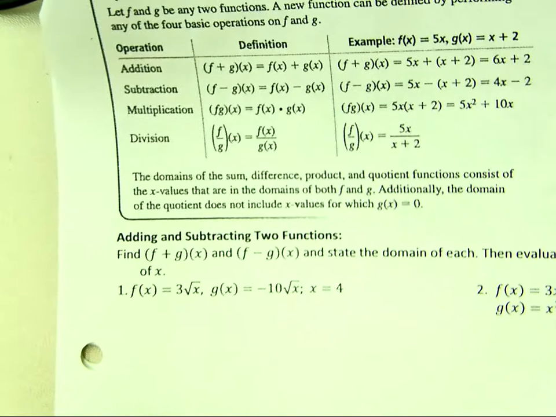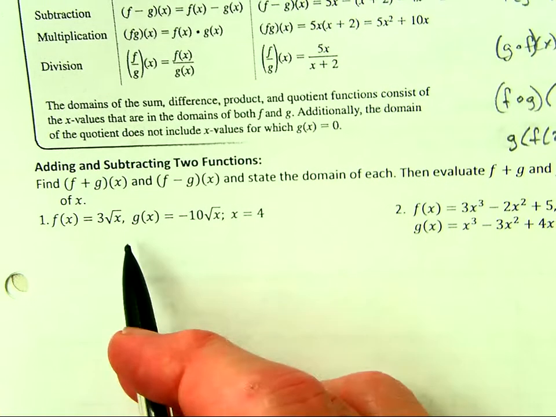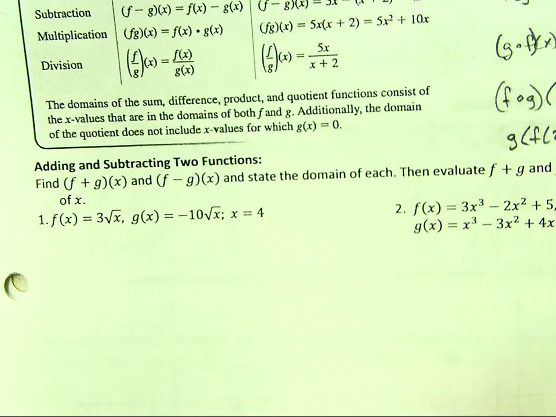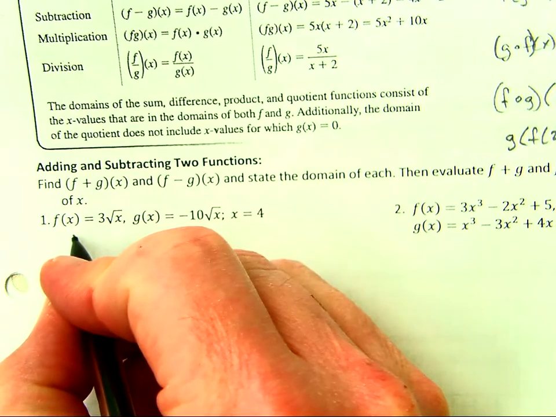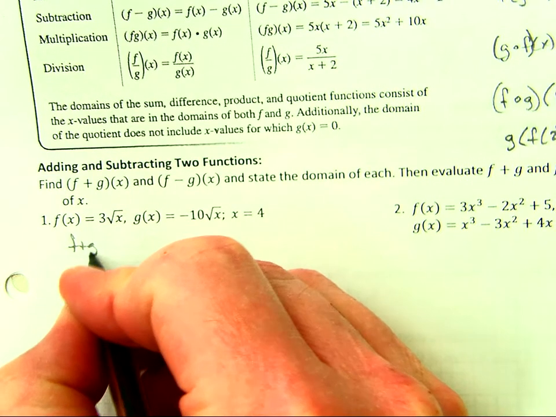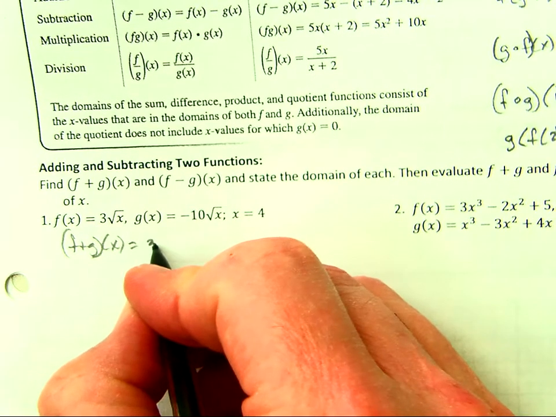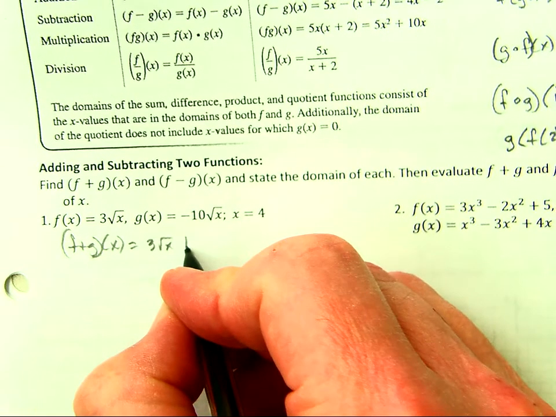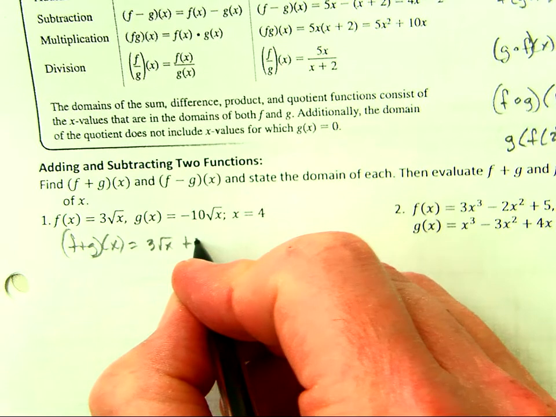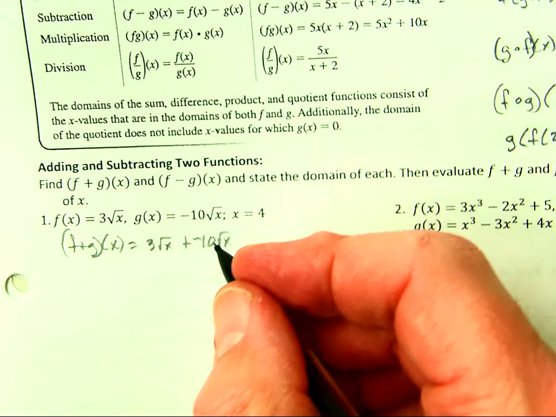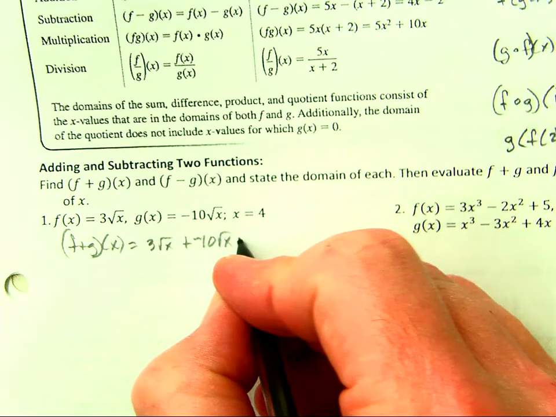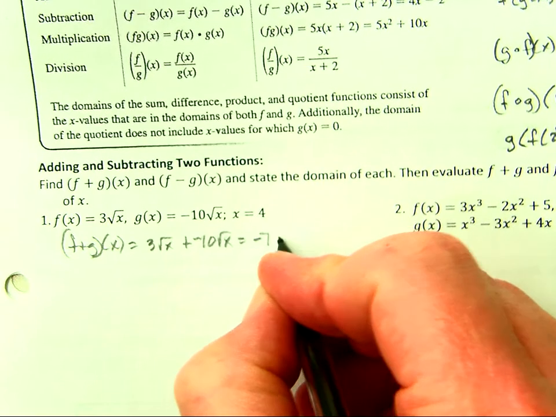So if we were doing this problem down here, we're adding and subtracting. So here it says find f plus g of x. So f plus g of x is telling us to add those together. So that's 3 radical x for f of x and a negative 10 radical x for g of x. We add those together. We get a negative 7 radical x.